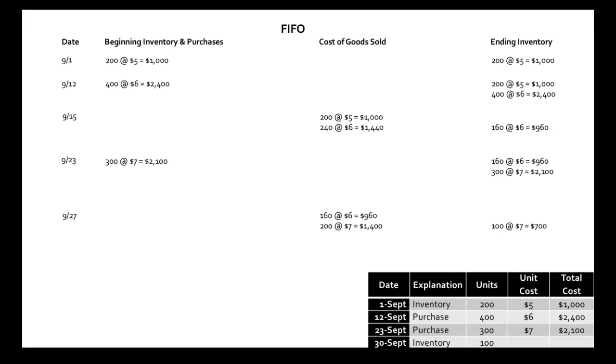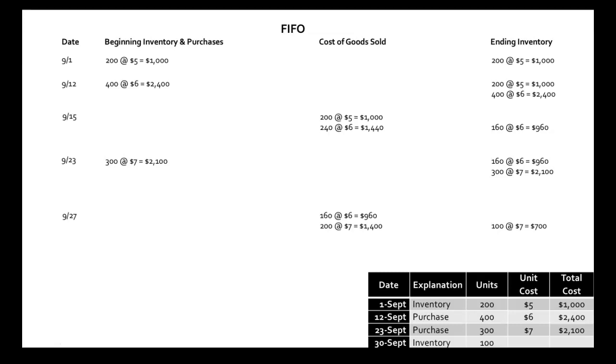So let's take a look at our ending inventory over here. We don't have any units left at $6 a piece because we just sold all 160 of them, but we do have some units left at $7 a piece. We had 300, we just sold 200, so that left us with 100 units remaining at $7 a piece. And you'll notice in the chart in the lower right, at the end of the month, we are left with 100 units. So that matches up.